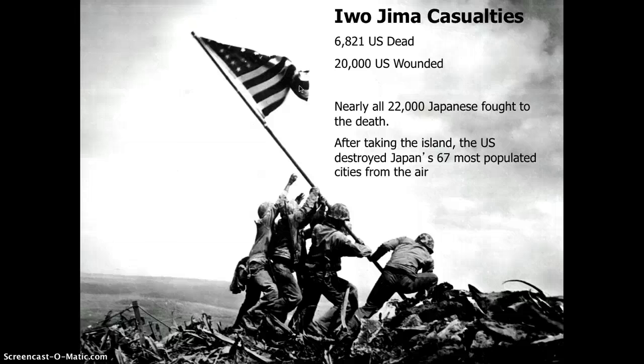In terms of Iwo Jima, there were 6,800 U.S. dead and 20,000 U.S. wounded. But the Japanese fought to the death, and so almost all 22,000 of the Japanese soldiers that were protecting Iwo Jima were killed. And then after taking the island, the U.S. used it to attack Okinawa, but then they also used both of those air bases to attack every single one of the 67 most populated cities in Japan, which eventually brought them almost to the edge of surrender, and then the atomic bombs dropped on Hiroshima and Nagasaki were the final blow.